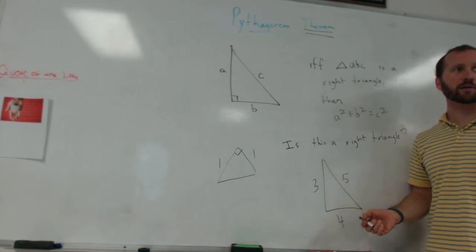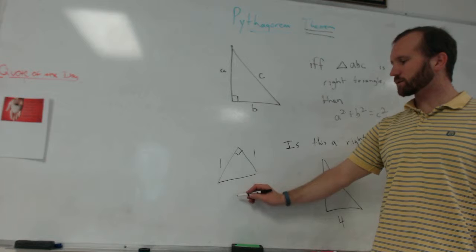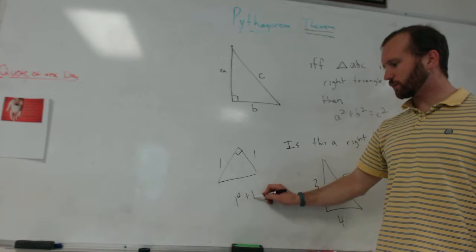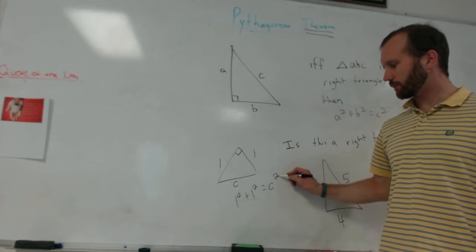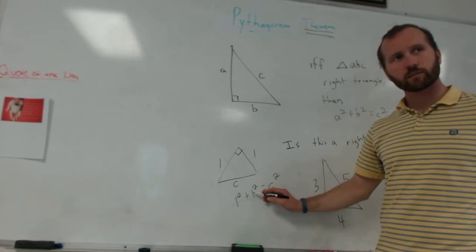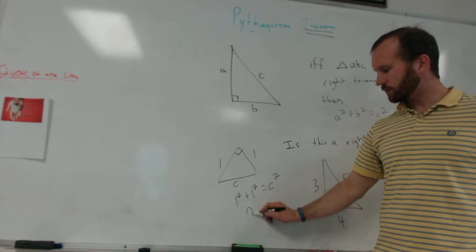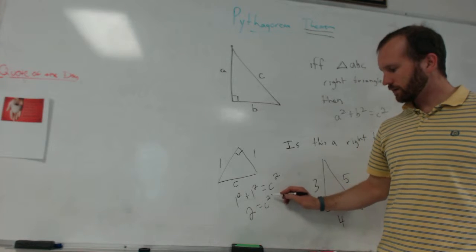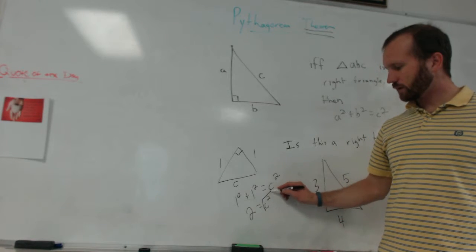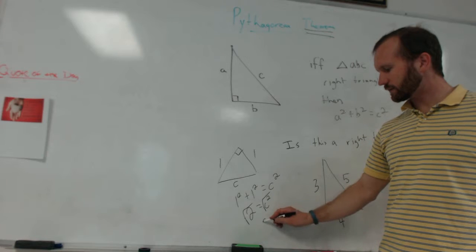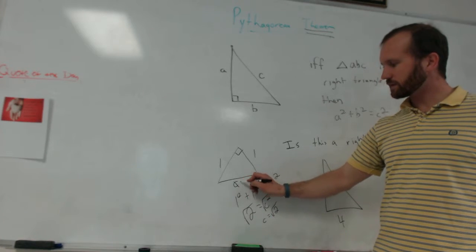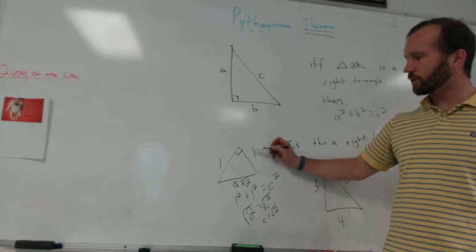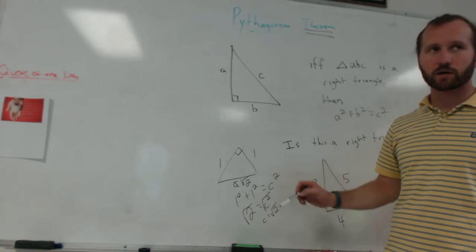Well, let's use the Pythagorean Theorem. 1 squared plus 1 squared equals, we'll call this C squared. So what is 1 squared plus 1 squared? 2. 2 equals C squared. So what is C? Take the square root of both sides. C equals the square root of 2. So this is another commonly known right triangle, 1, 1, square root of 2.